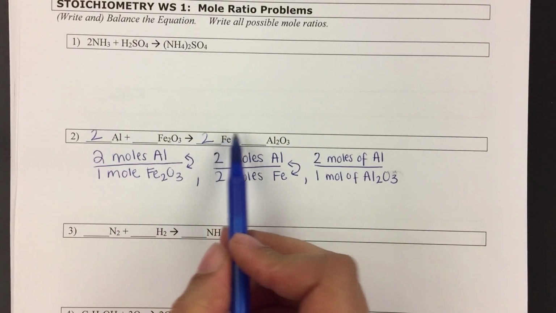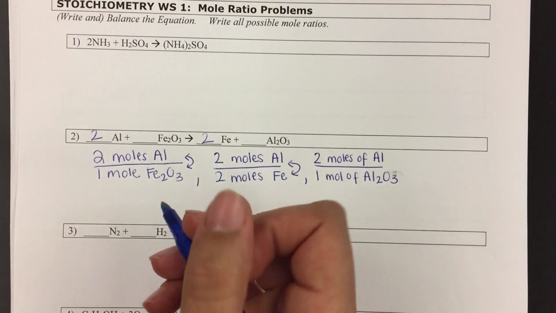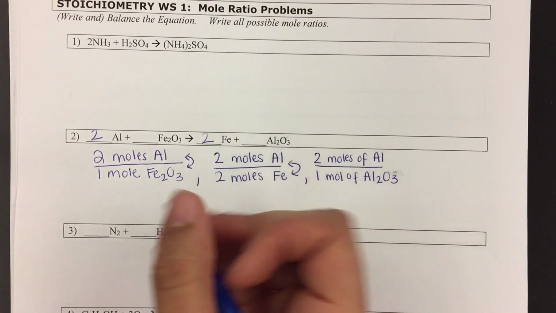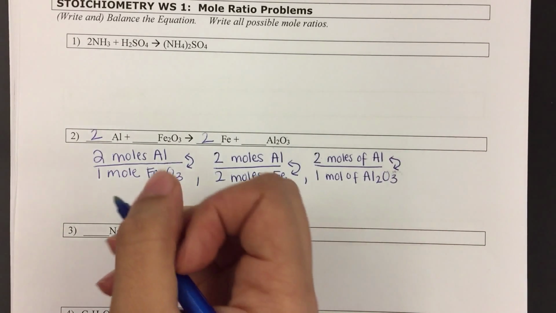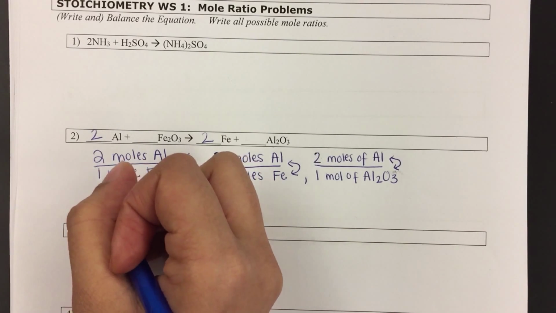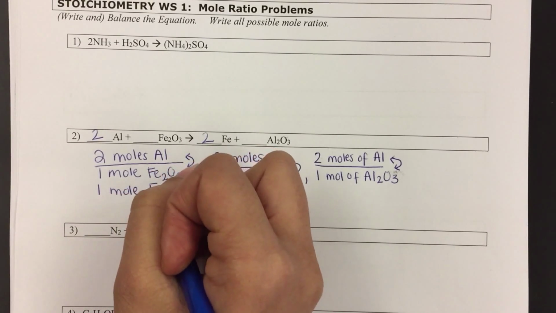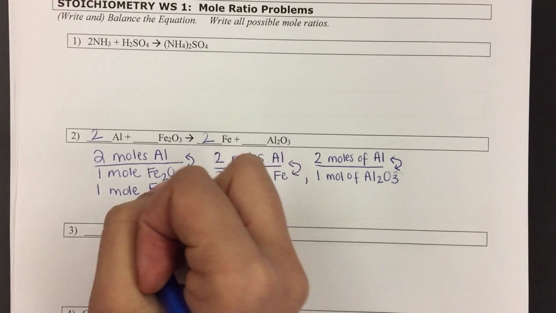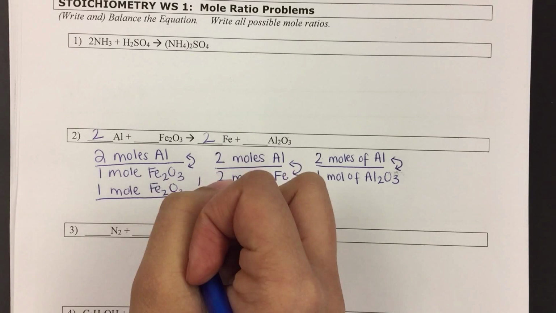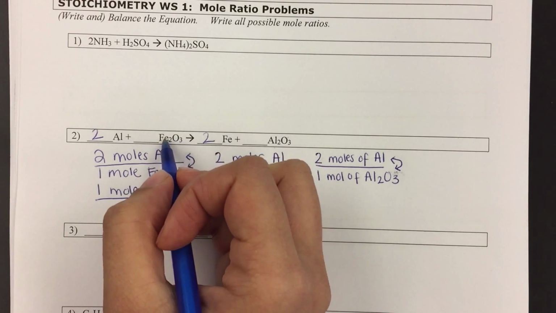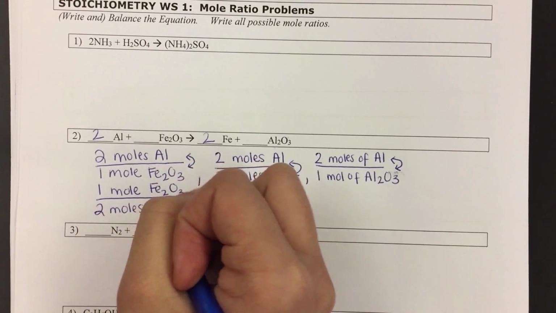Now that we've compared aluminum to everything, we need to go ahead and compare the second reactant. So iron 3 oxide, we need to compare that to the products. So let me put my arrow here as a reminder. And then I'm going to start with 1 mole of iron 3 oxide. And notice I'm saying iron 3 because the charge on it is 3. I know because the oxygen has that 3. And there's 1 mole of this compared to 2 moles of iron.